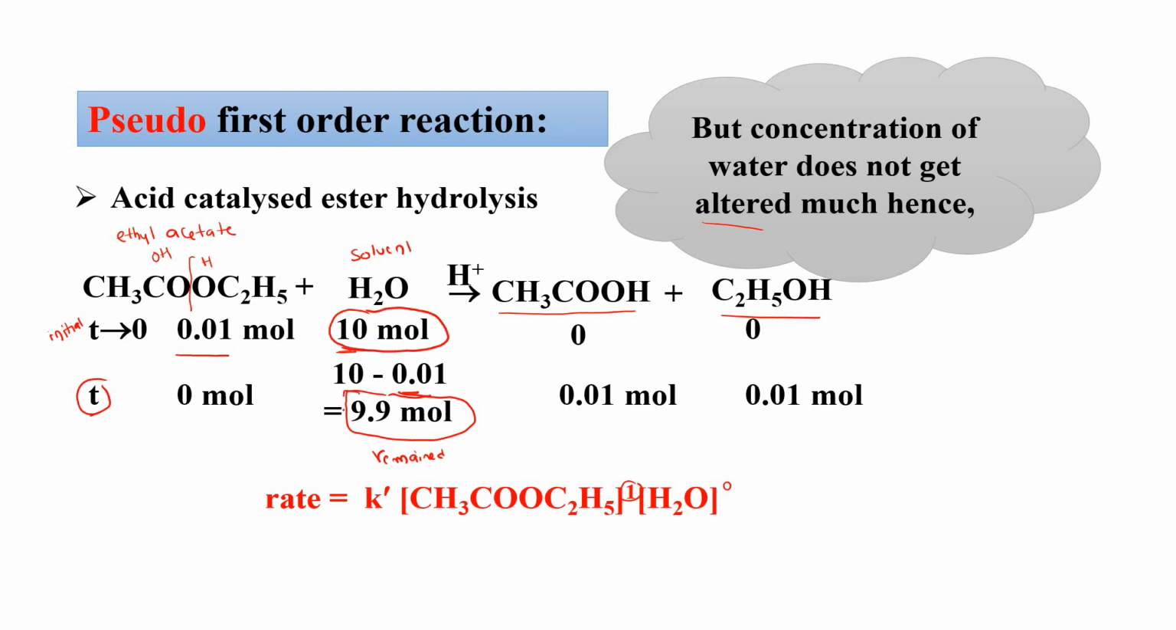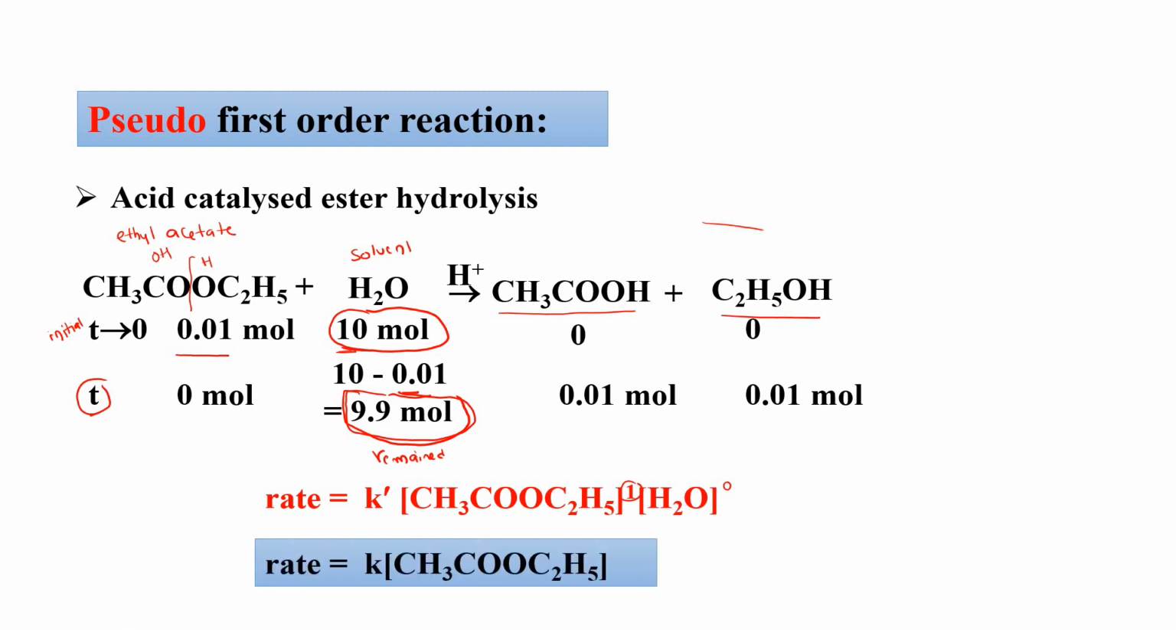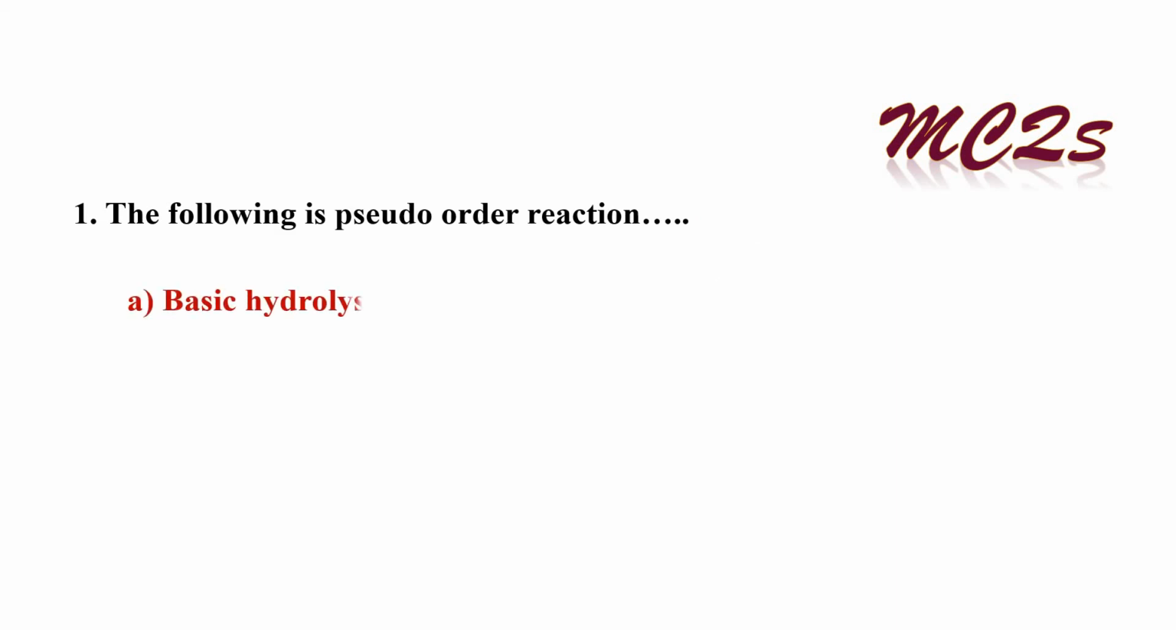See how much I have taken: 10 moles. How much is remaining? 9.9 moles. That means among 10 moles, if 9.9 moles remain, the concentration is not altered much. Next, we observe that the rate depends only on the concentration of ethyl acetate. Therefore, it is a first order reaction. So this is about the pseudo first order reaction.